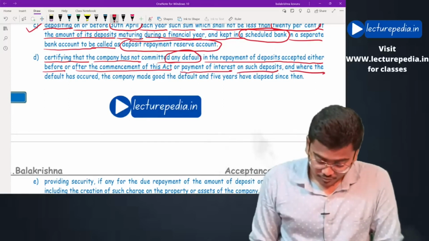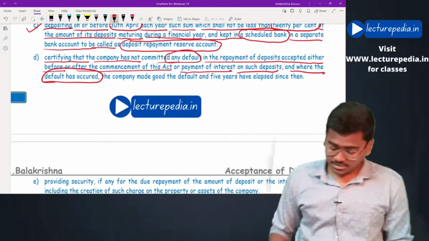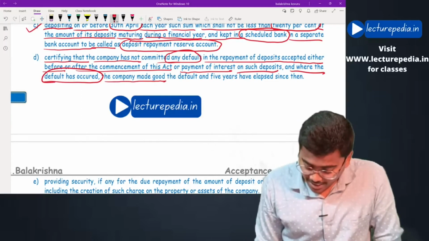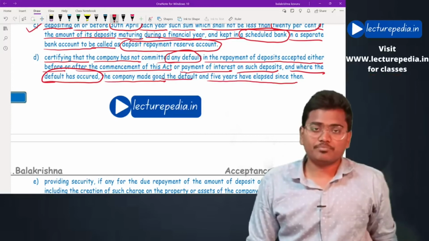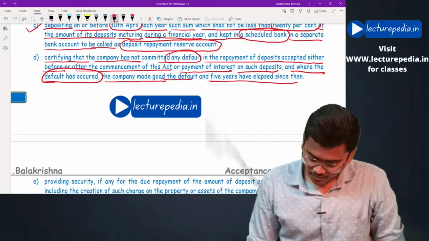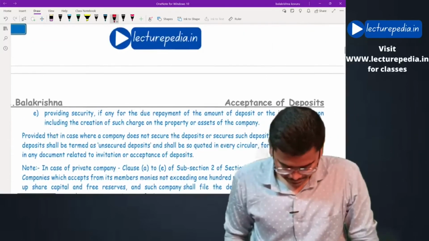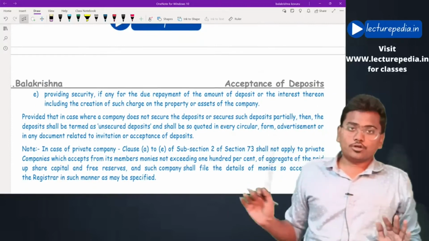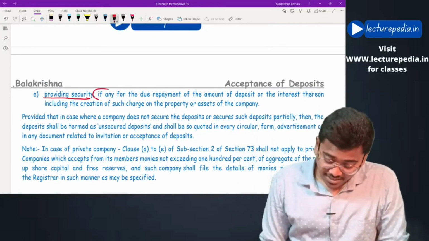And in case default has occurred in the past, then the company has made good the default and 5 years have elapsed since the date on which the default has been made good. Hope this is clear. Next, that was our fourth condition. Moving to the fifth condition, providing security if any.